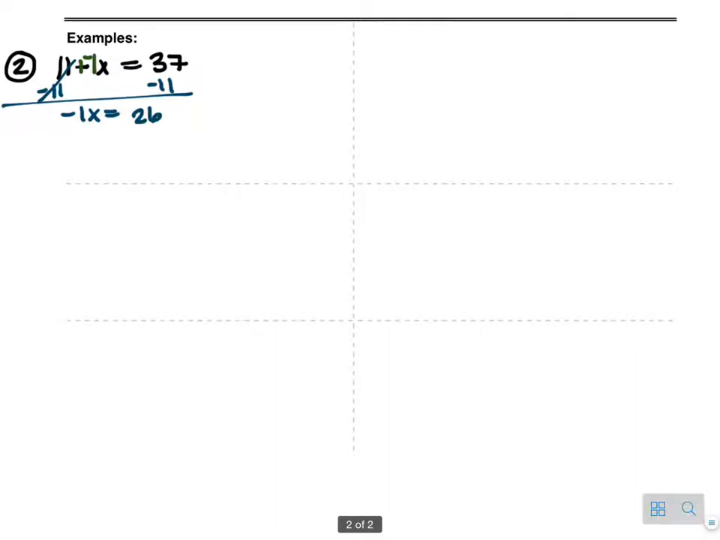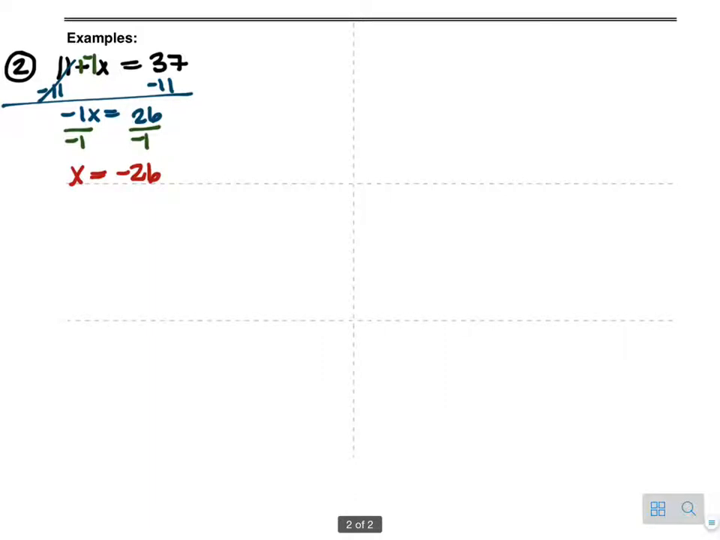When I take a look at this, I now have a -1 being multiplied by x, so I want to go ahead and undo that. I can divide by -1 on both sides. Again, that's the balancing if I do it on both sides of the equal sign. And I'm going to end up with x is equal to -26.